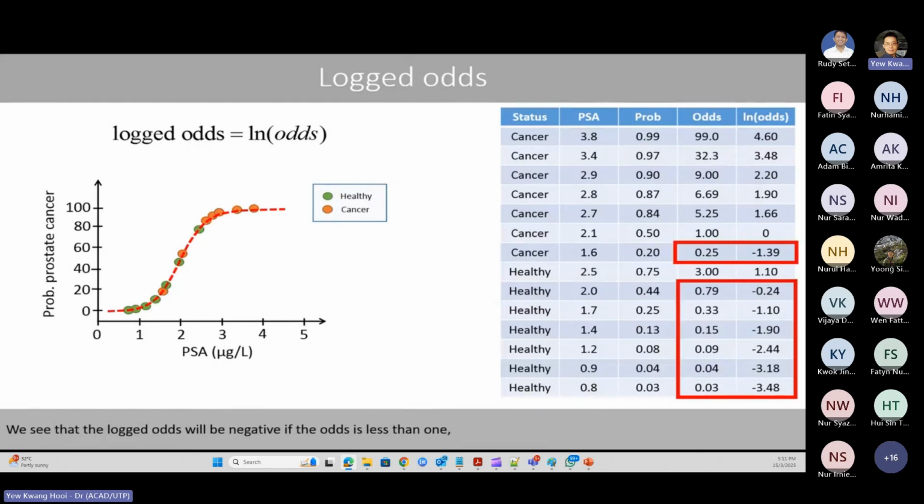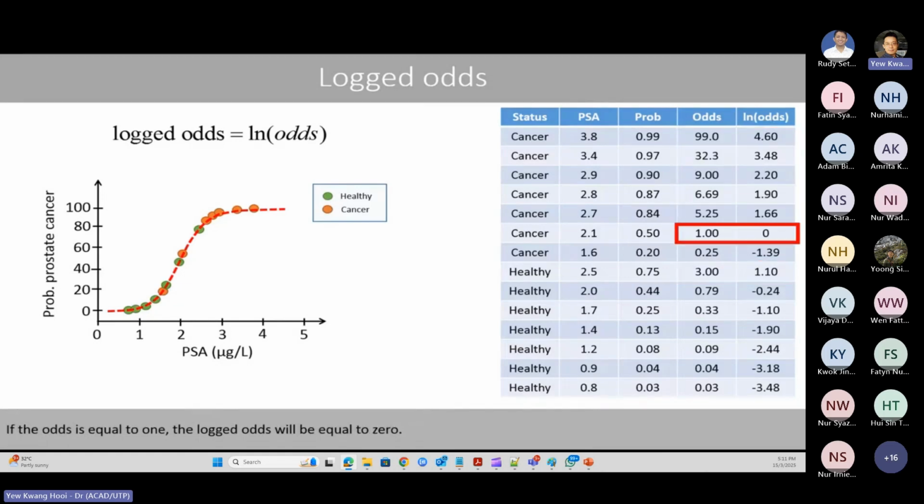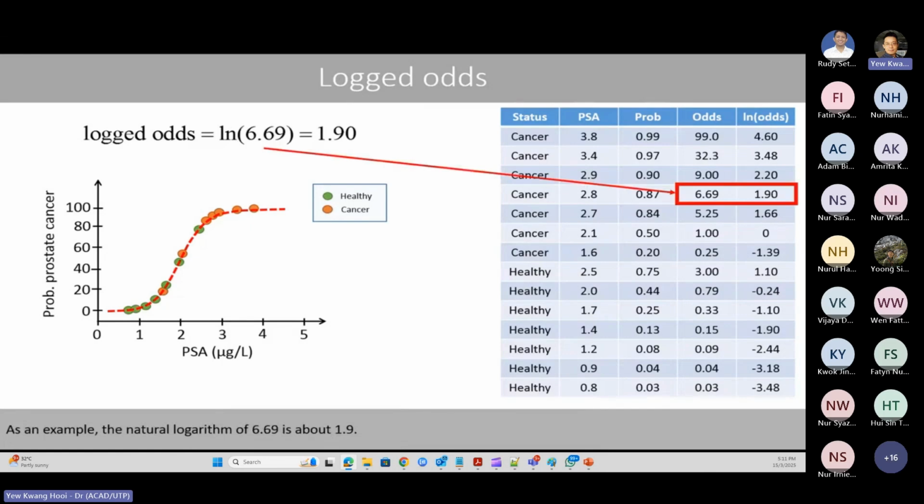We see that the logged odds will be negative if the odds is less than 1. And if the odds is greater than 1, the logged odds will be positive. If the odds is equal to 1, the logged odds will be equal to 0. As an example, the natural logarithm of 6.69 is about 1.9.